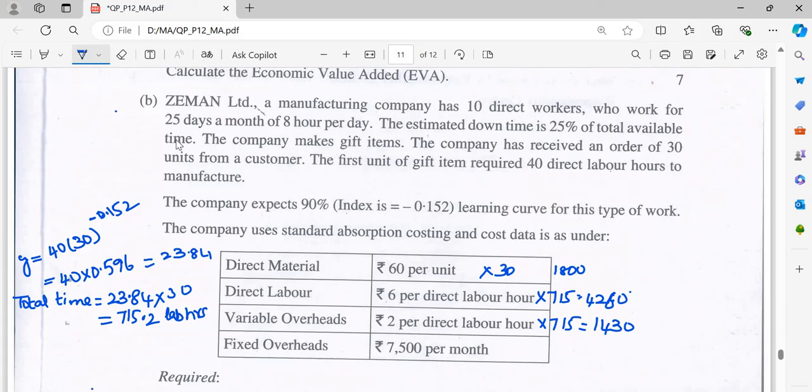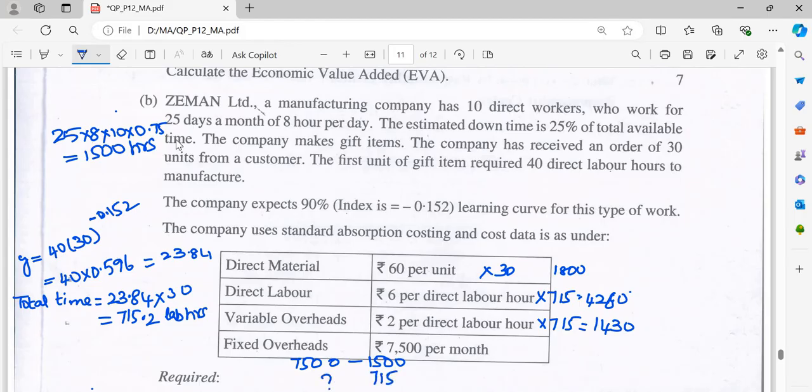That is 25 into 8 into 10 into 0.75. That is I am reducing this 0.25 here. So I will be getting 1500 hours, right? This is all together for a month. So this 7500 is for 1500 hours. So what will be for 715 hours?